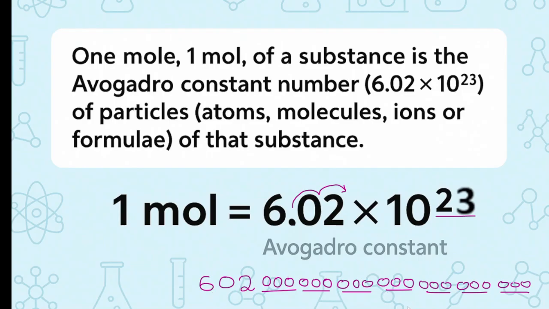Now, for reference, guys, a million is 6 zeros. A billion is 9 zeros. That's a billion with a B. Now, look how big this number is. It's gigantic. It's really, really big.